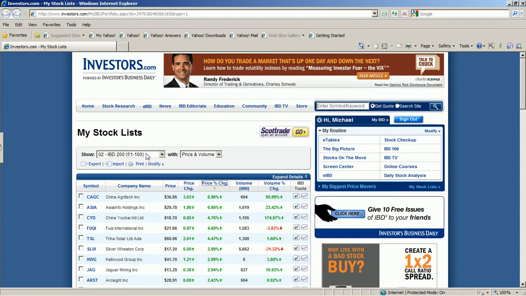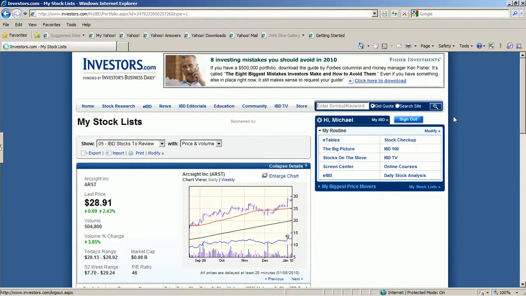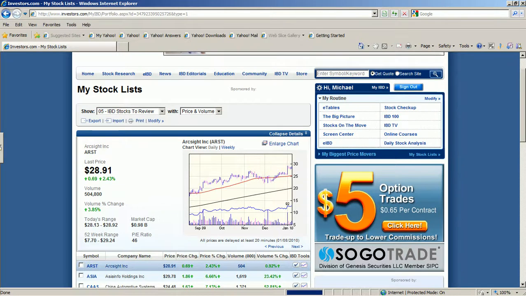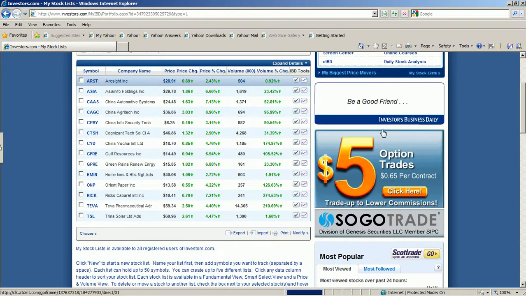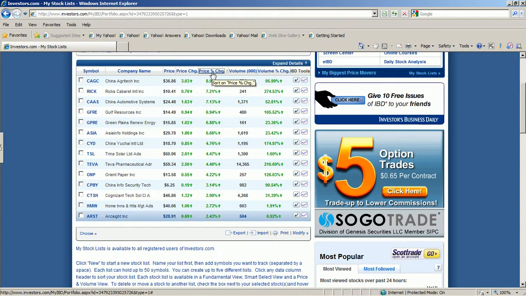Now, once I've gone through all 200 stocks, I have one list called IBD stocks to review. These are the stocks that meet the first set of criteria. You can see that today I've got 1, 2, 3, 4, 5, 6, 7, 8, 9, 10, 11, 12, 13, 14. So of these 14 stocks, if I also sort them by price percentage change, these are the candidates that I would want to look at today as far as which ones I want to invest in.